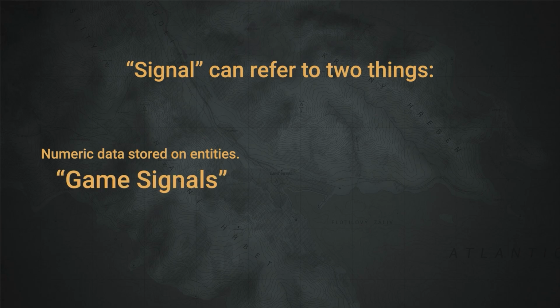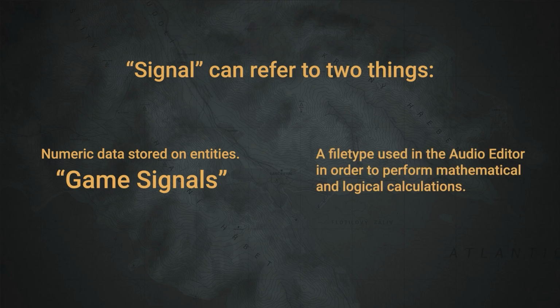On the other hand, a signal also refers to a file type which can be used in the audio editor in order to perform mathematical and logical calculations. The results of these can then be used in order to steer the behavior of other nodes within the audio editor. You might have guessed it already. This is the kind of signal that we are going to talk about.